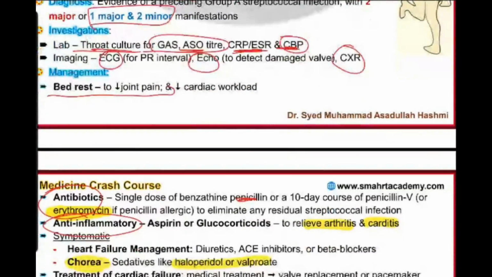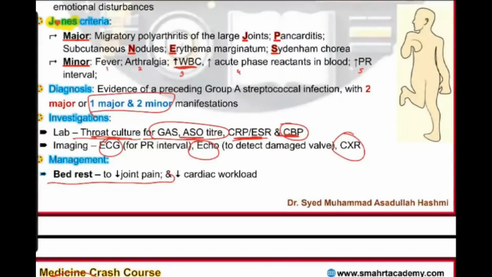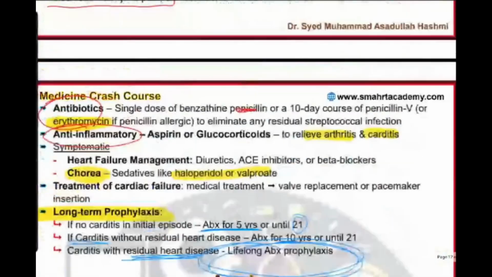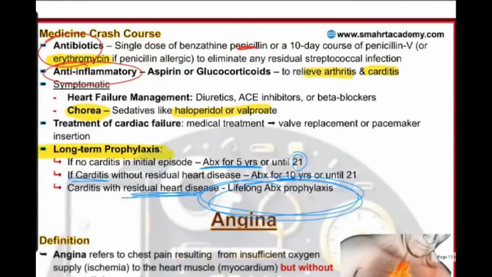Okay, investigations we did. Always remember CBC. Students forget about doing CBC. CBC should be done to know the WBC count in this case, because it is a minor criterion. Okay, give antibiotics, that is the management you can do.